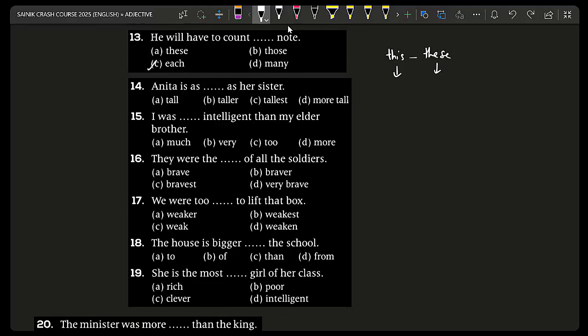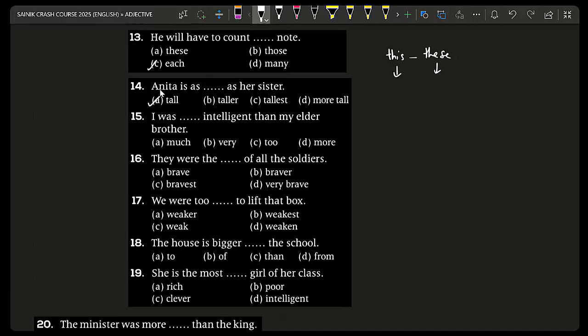Directly we will use it. But I told you yesterday that whenever "as" is used for comparison, you use the positive degree only. You cannot use "as taller as". You should say "as tall as". So whenever "as" comes, which degree do we have to use? Positive, comparative, or superlative? Positive. That's why "tall" is the correct answer.